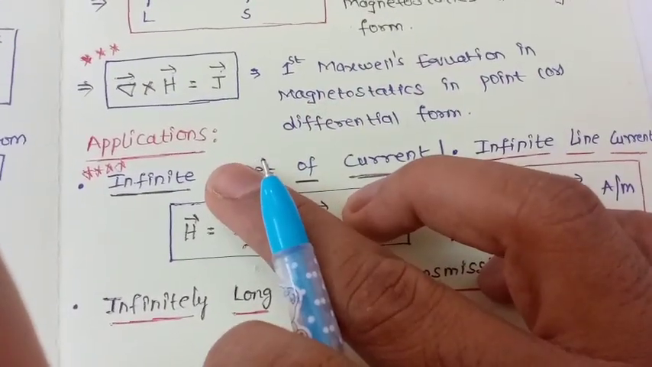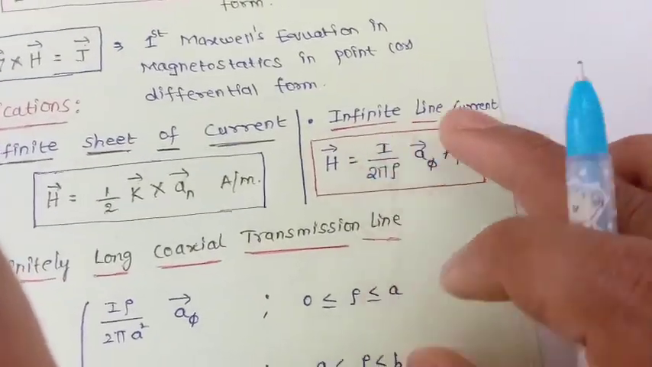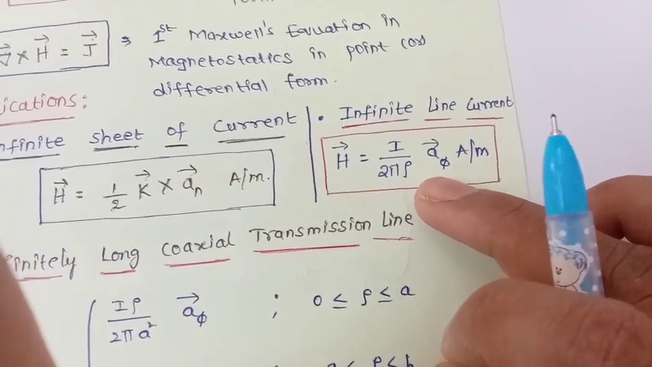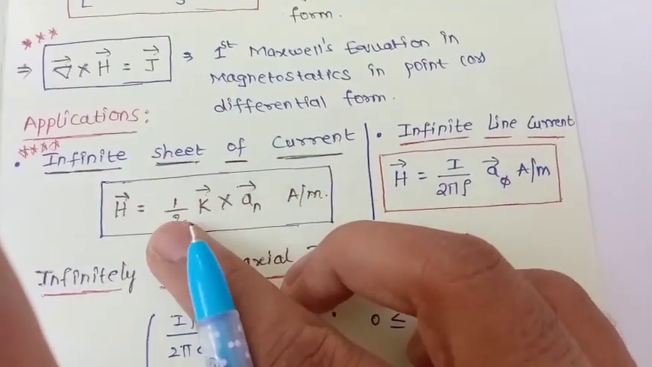Now coming to the applications, we know that infinite line current, as we have seen in Biot-Savart's law, is very important for problems.